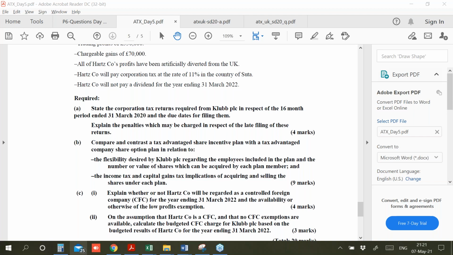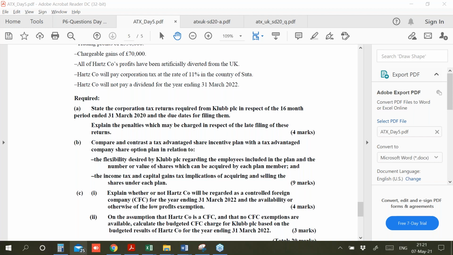In part C, explain whether Hardsco will be regarded as a CFC for the year ended 31st March 2022, and the availability or otherwise of the low profit exemption. So we discussed what a CFC is in yesterday's lecture as well. Today we have to tell whether or not the company will be regarded as a CFC.